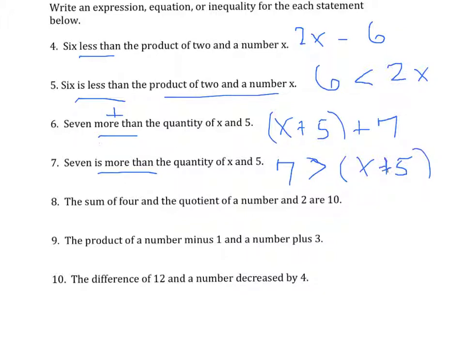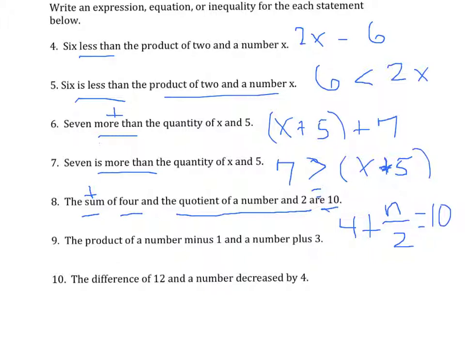And then if you had the sum of 4 and the quotient of a number and 2 are 10. Sum means they're about to add at least two things, 4 and the quotient of a number and 2. Are 10 also shows a result, equals 10. And so the sum is going to be adding 4 plus the quotient of a number and 2. You just state them in the order. The quotient means division. Are 10, or equals 10.